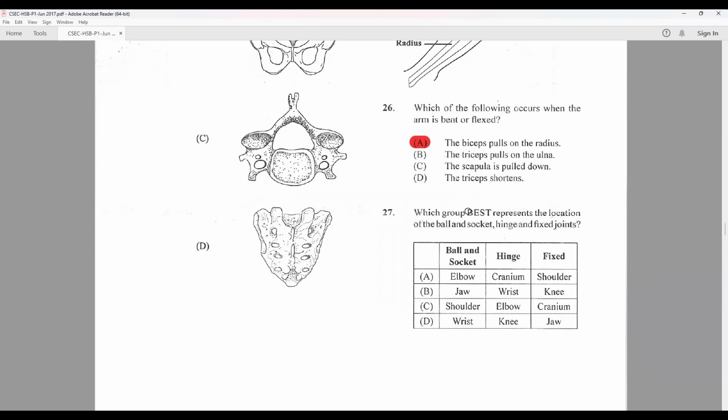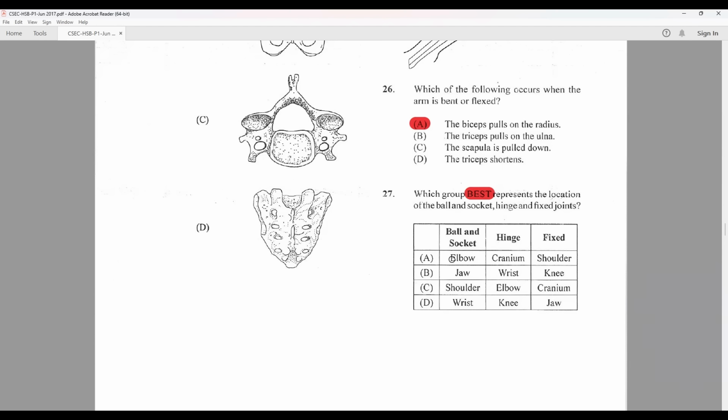Which of the following best represents the location of the ball and socket, hinge, and fixed joints? Item 27. We have an elbow, that's a hinge joint, so it's not a ball and socket. We're looking for the first ball and socket, which is your shoulder. The jaw? No. The wrist? No. So the shoulder, then the elbow, then the cranium. All those three are correct. So 27 being C is correct.